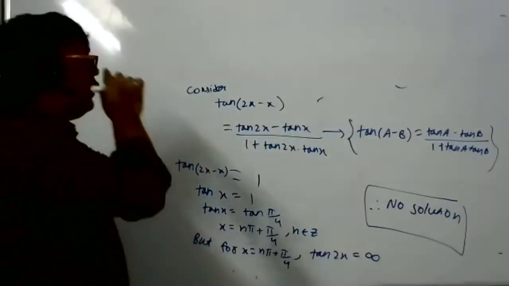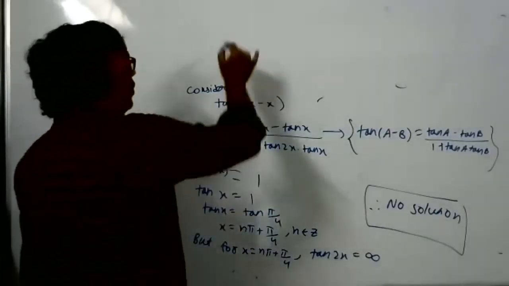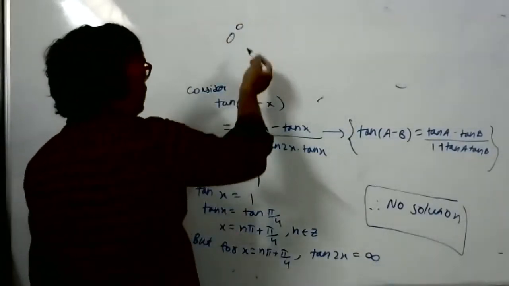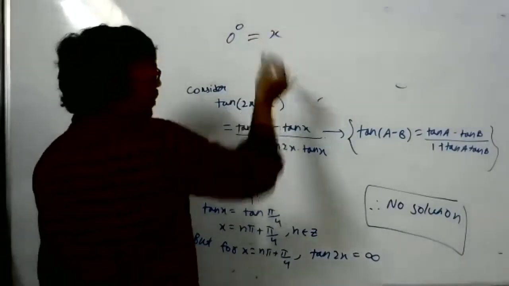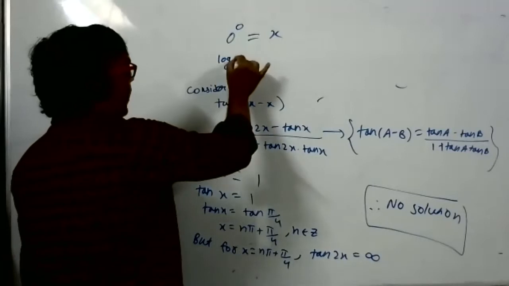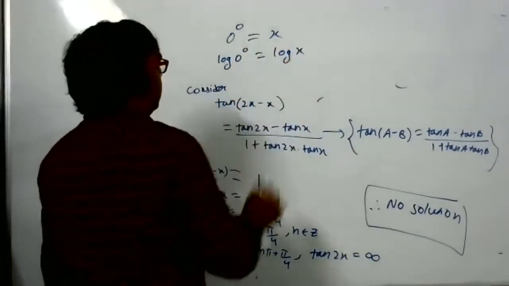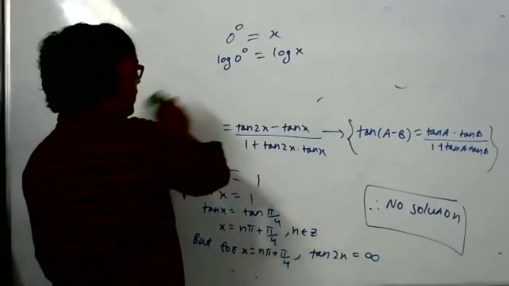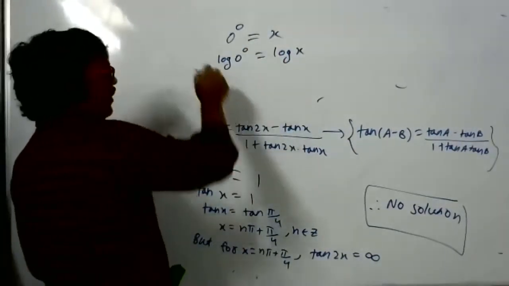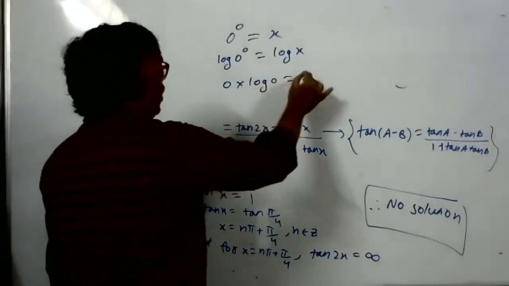Now, students, these answers we give by log, and log you people don't know. Suppose 0 by 0 we don't know, so suppose the answer is x. Take log on both sides. Log 0 by 0 is equal to log x. Some of you can understand now. So now what happens? The 0 will go back: 0 into log 0 is equal to log x.